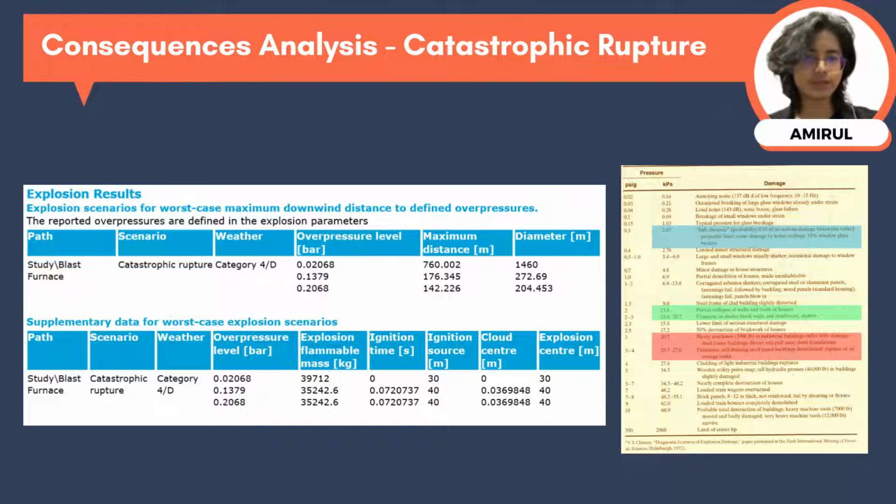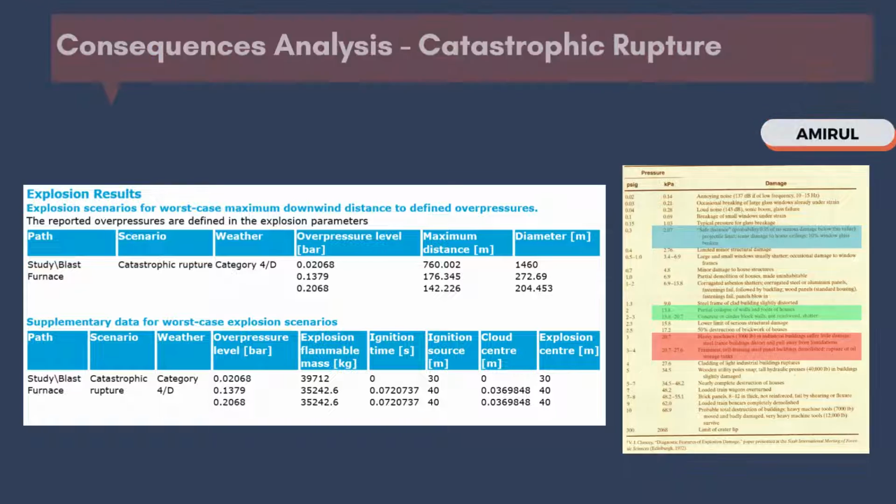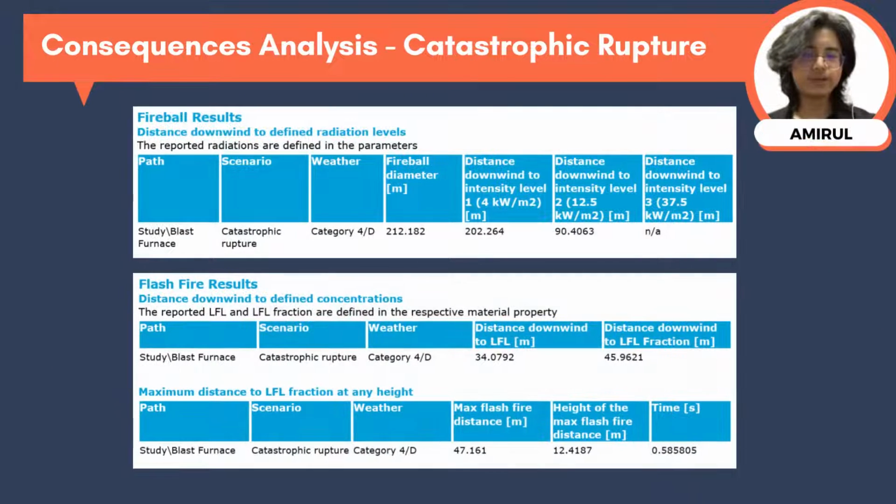In the green line, there will be partial collapse of the walls and roofs of houses, while concrete or cinder block walls will shatter. The area in the blue line will suffer from broken glass, damage to ceilings, and projectiles from the explosions. A fireball will also occur with a diameter of 202 meters, while level 1 and level 2 intensities will be experienced at 202 meters and 90 meters respectively. The flash fire will have a maximum distance of 47 meters with a height of 12 meters.